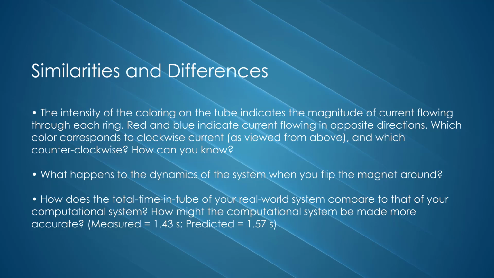Now for our analysis. By Lenz's law, we know that the current above our bar magnet is clockwise and below is counterclockwise. Now what would happen if we flipped our magnet around? Nothing much, the time would still be the same. And then there was a slight difference between the time we measured in our real world experiment and in our computation. So we can make our computation more accurate by decreasing our time intervals or getting more precise measurements.